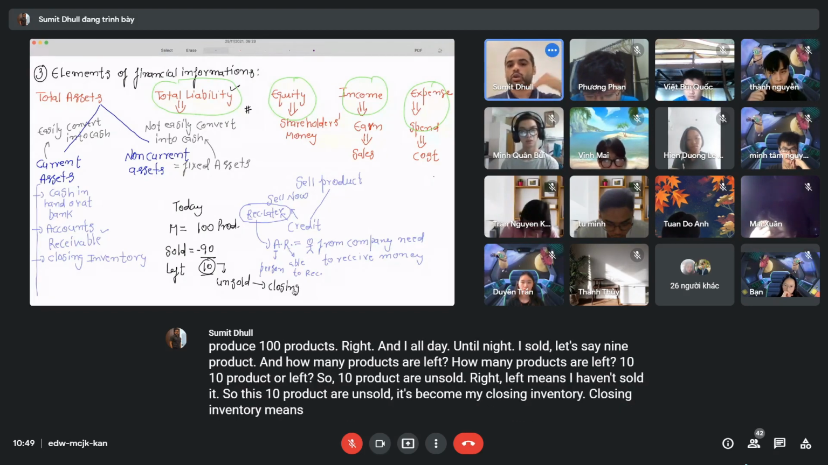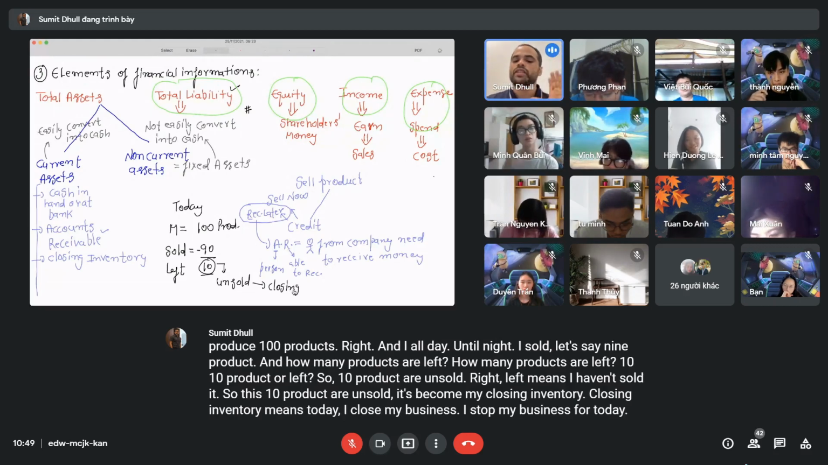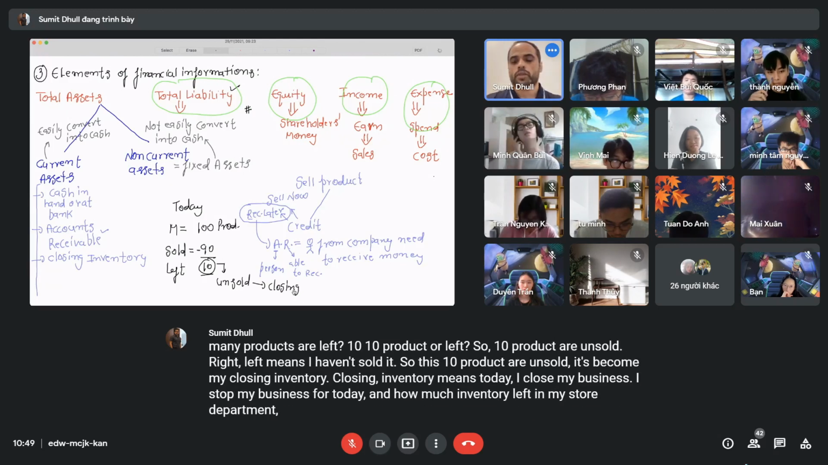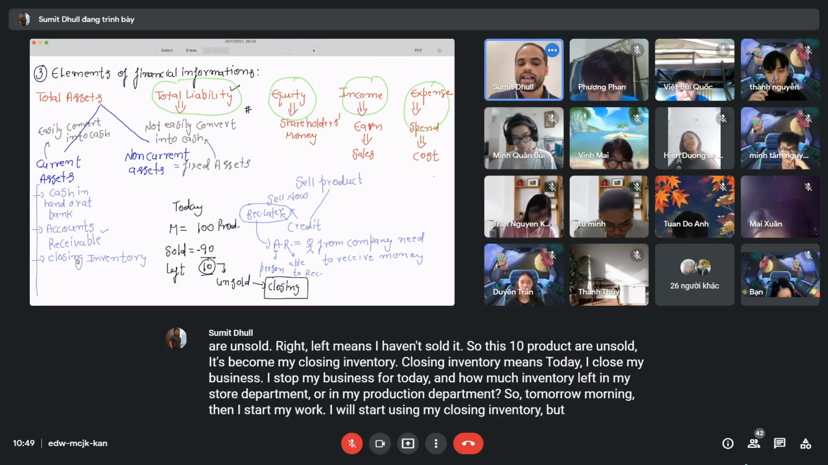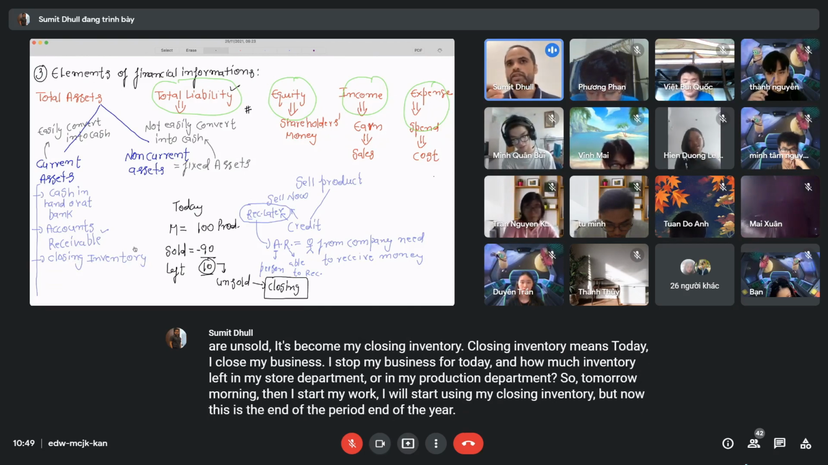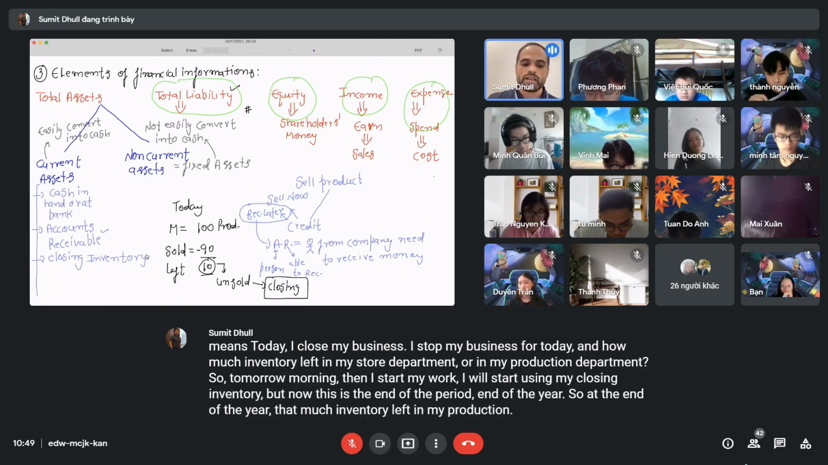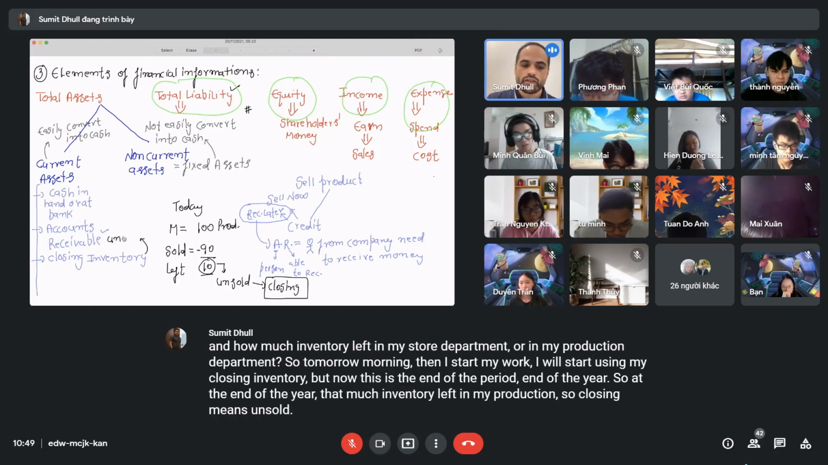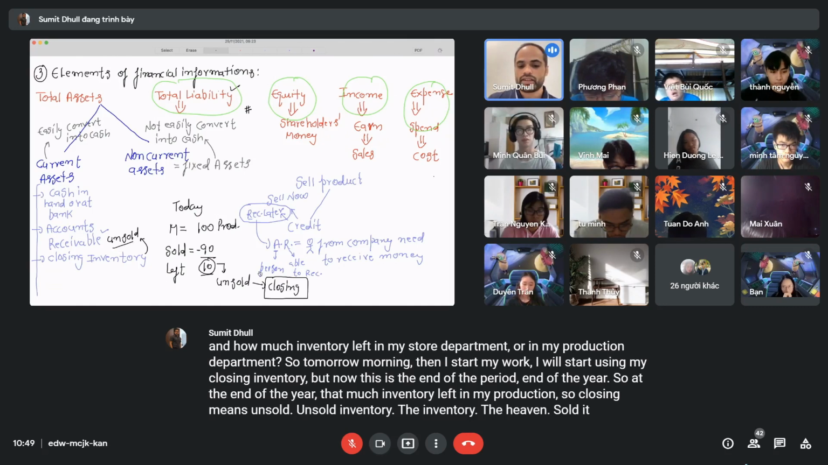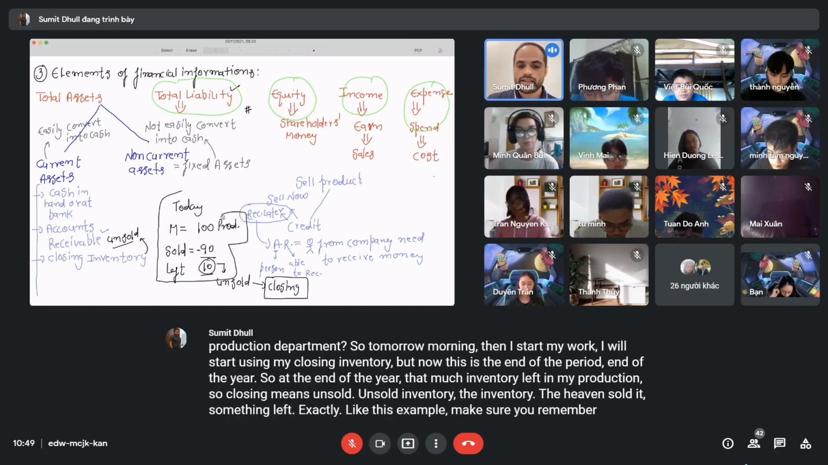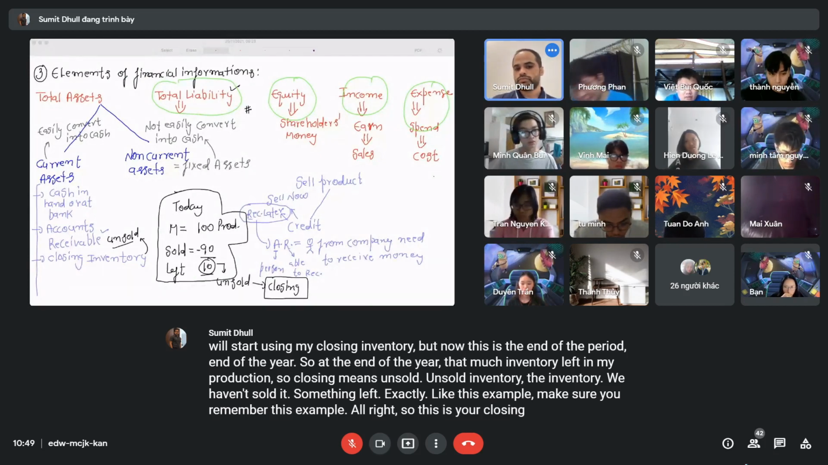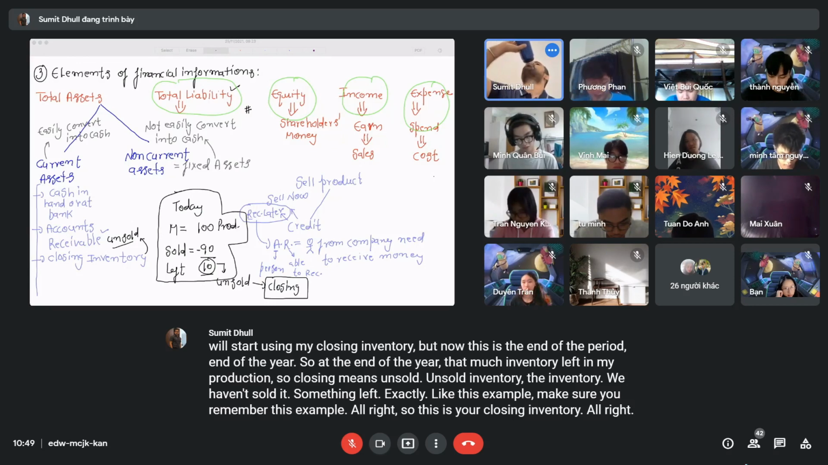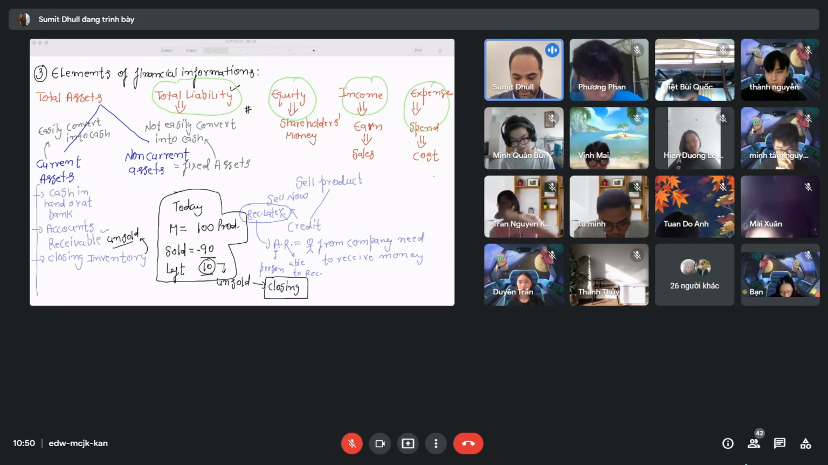Closing inventory means today I close my business, I stop my business for today, and this is how much inventory is left in my store department or in my production department. So tomorrow morning, when I start my work, I will start using my closing inventory. But now this is the end of the period, end of the year. So at the end of the year, that much inventory is left in my production. So closing means unsold inventory, the inventory we haven't sold. Something left, exactly like this example. Make sure you remember this example. All right. So this is your closing inventory. Everybody okay with it?